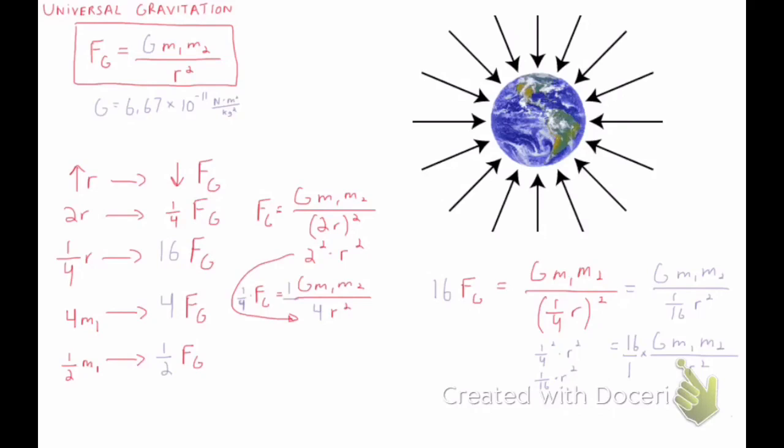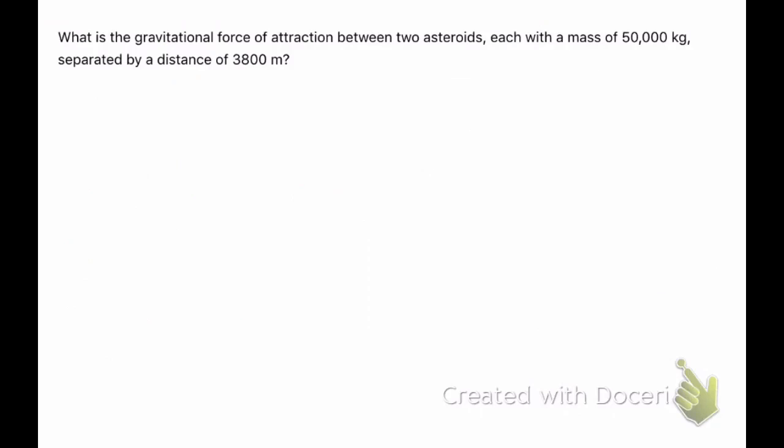Remember, the mass is directly proportional to the gravitational force, and the r, the distance between the two masses, is inversely proportional. And we said it's the inverse square law. Anything that you do to the radius or the distance, you must square it and flip it. It's the inverse. You flip it, and that's what would happen to the gravitational force.